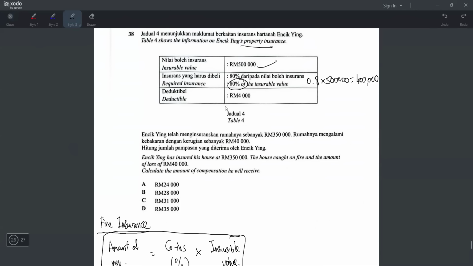Okay, Encik Ying insures his house at 350k. This is the insured value. Insured means bought. 400k is what he must buy. So he bought this, but he must buy this. So case 1 or case 2? Case 2. Because you buy less than the required amount. And then the house caught on fire and the amount of loss is 40,000. Calculate the amount of compensation.